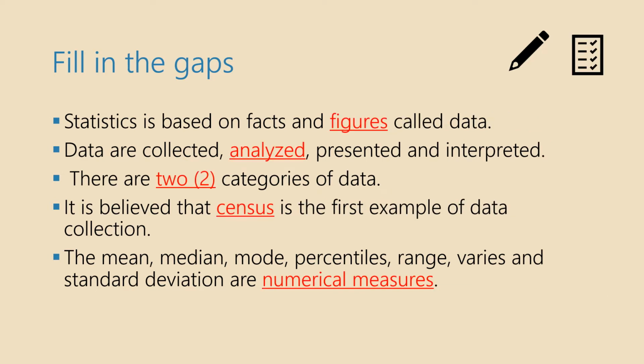And the answers are: statistics is based on facts and figures called data. Data are collected, analyzed, presented, and interpreted. There are two categories of data. It is believed that census is the first example of data collection. The mean, median, mode, percentiles, range, variance, and standard deviation are numerical measures. Well done!